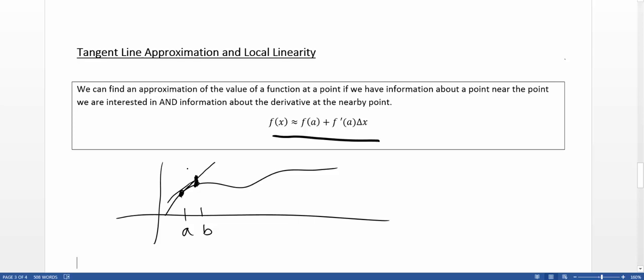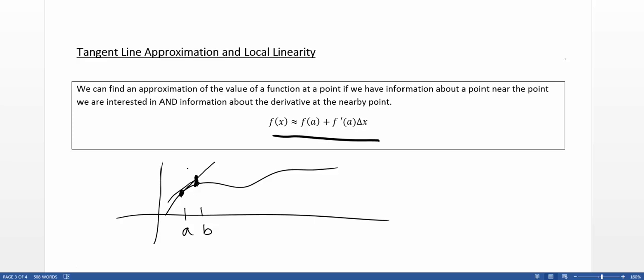Now, this is valuable if we don't have the whole function. If we have the function, like we do in this graph, we could actually get the value at b. But the idea is that we wouldn't know the whole function. We would just know information about what's happening at one point. And we want to use that to talk about what's happening at a nearby point.